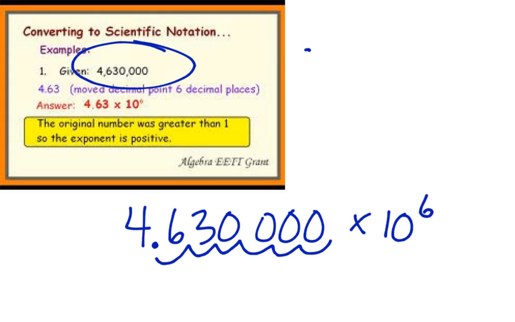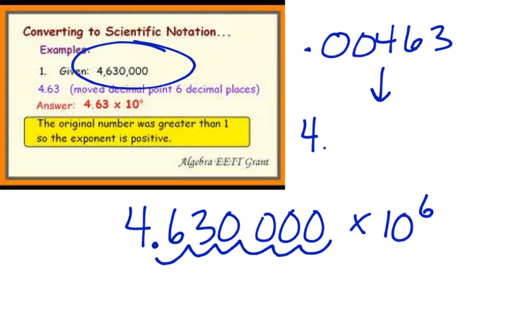If, for example, the number was 0.00463, we would write that to be 4.63 times 10 to the number of places moved, 1, 2, 3. And then we'd look at the fact that 0.00463 is less than 1, so it's a negative third power.